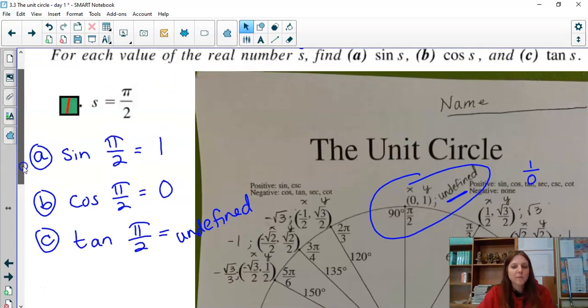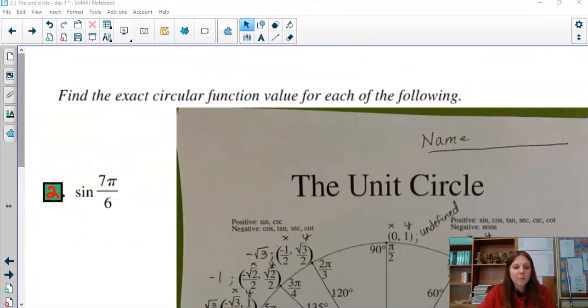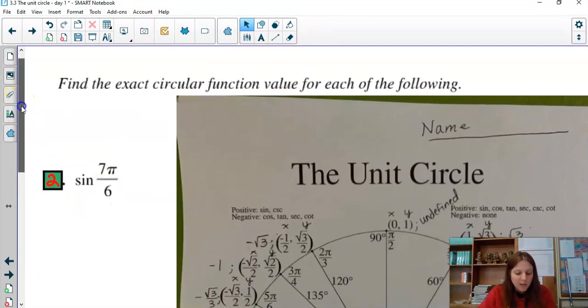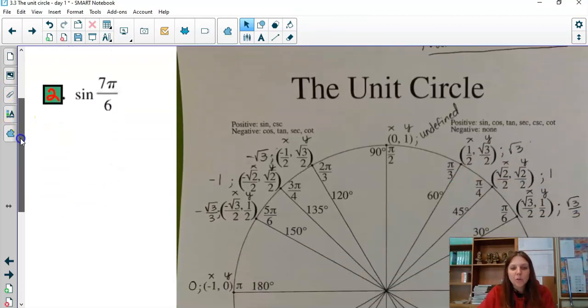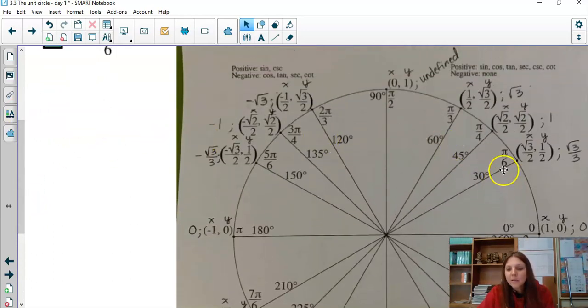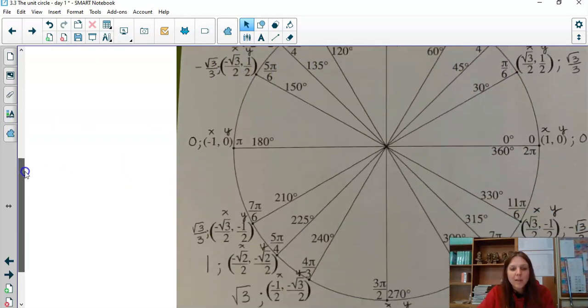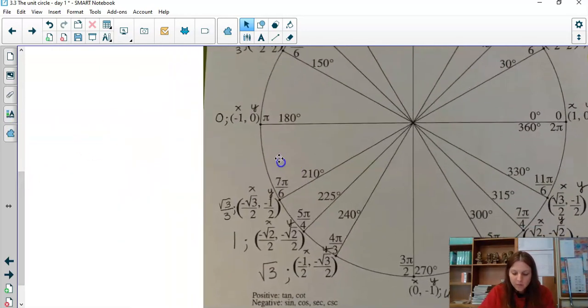So let's try another one. Okay, we're looking for the sine of 7 pi over 6. So the first thing we want to do is find 7 pi over 6 on the circle. Okay, so we're looking at the radians, pi over 6, pi over 4. Just keep moving around the outside here until you see it. Here it is. It's 7 pi over 6.